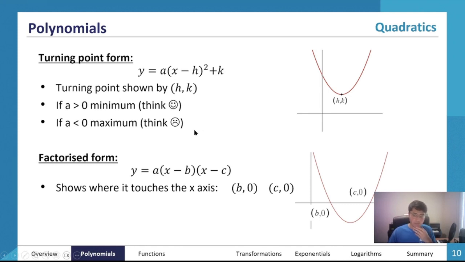We also have factorized form. So again, it tells us the x-axis intercepts. So in this case, we have an intercept at B here, and then an intercept at C here.